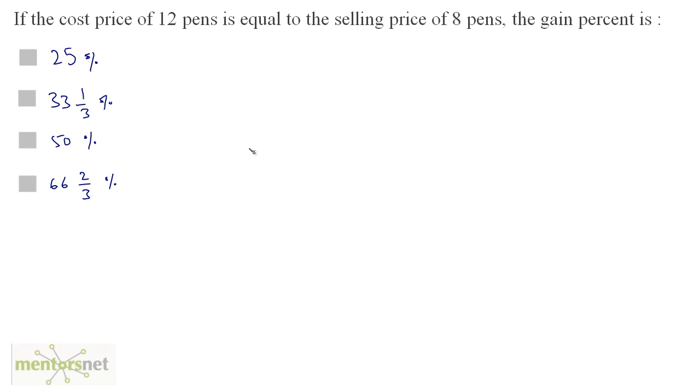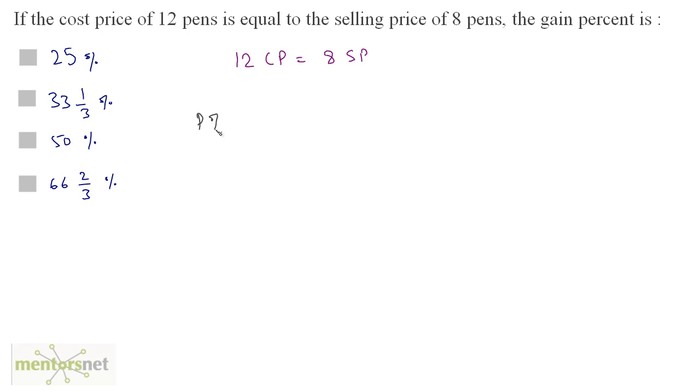If the cost price of 12 pens is equal to the selling price of 8 pens, the gain percentage is? Well, we have been given that the cost price of 12 pens is equal to the selling price of 8 pens. So I can write 12 times the cost price is equal to 8 times the selling price. Right. Now they want the gain percentage, that is the profit percentage.